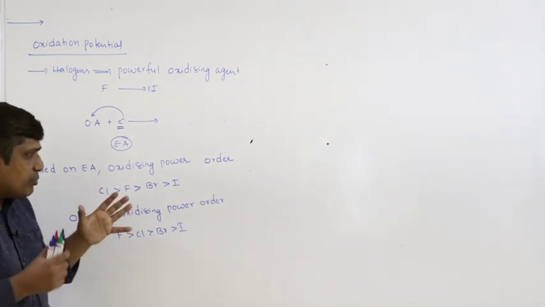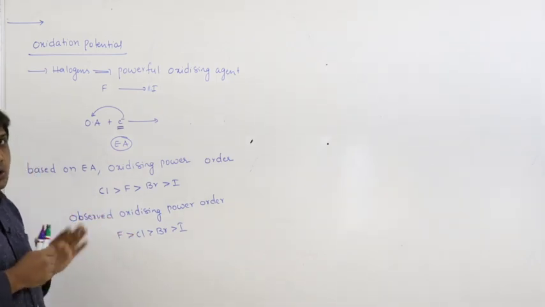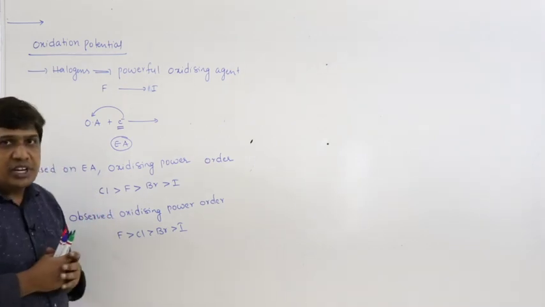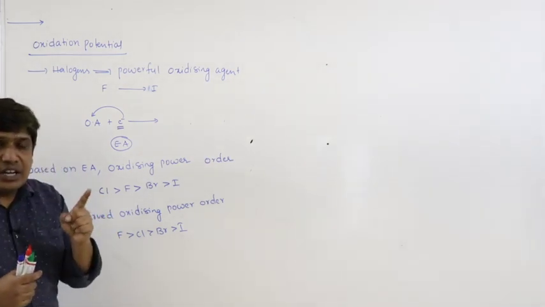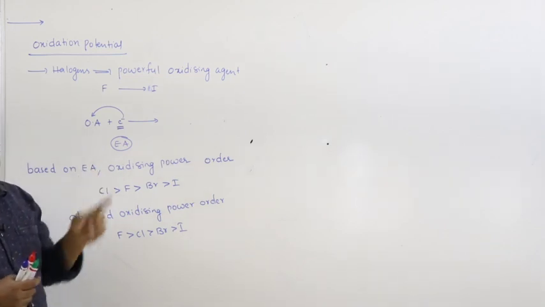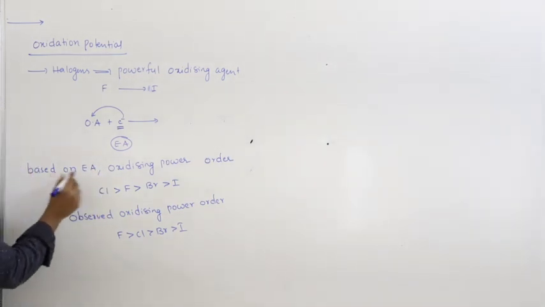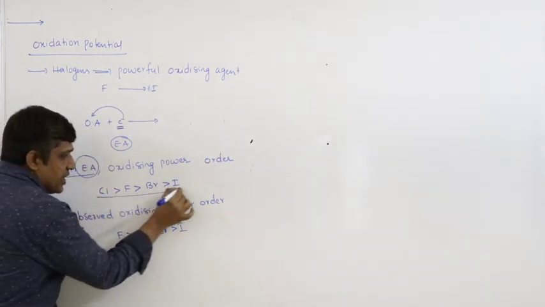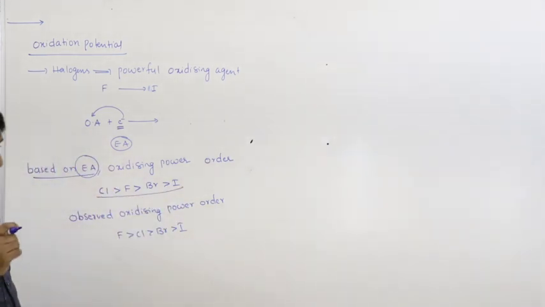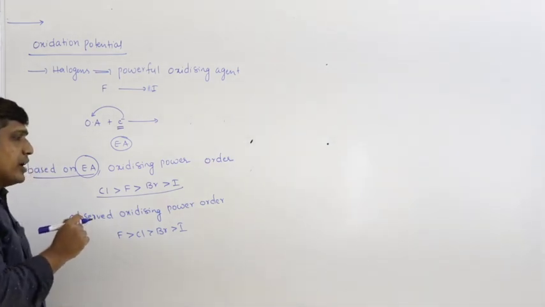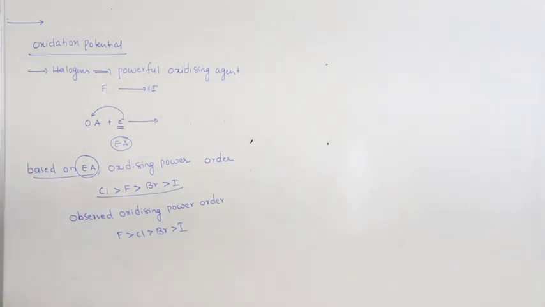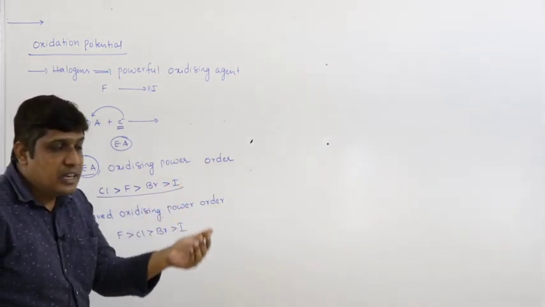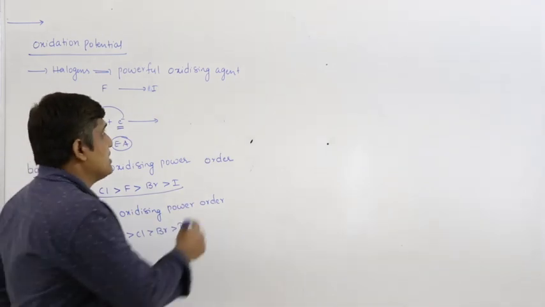So why is fluorine a more powerful oxidizing agent than chlorine? Why has the order changed? Now, the answer is that oxidizing power does not only depend upon electron affinity. We just thought that it depends only on electron affinity and expected the order to be the same. But the oxidizing potential does not depend only upon electron affinity. It depends upon various other factors. So, let us see what is happening.